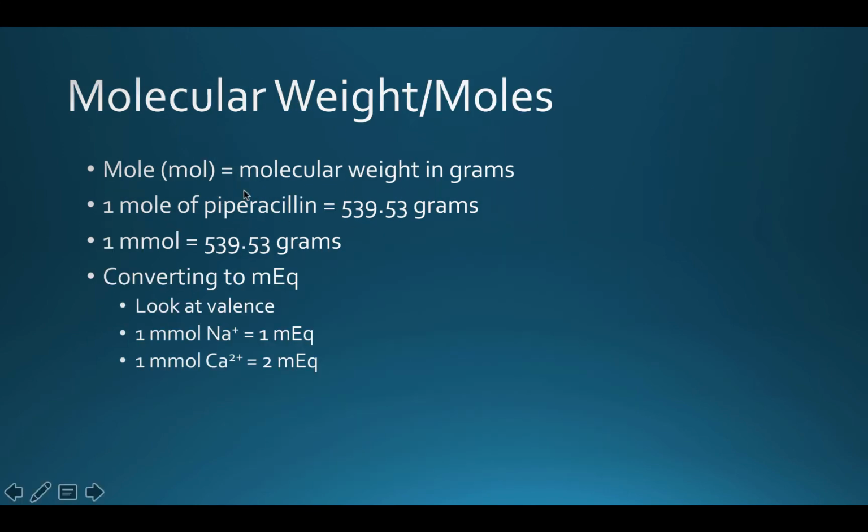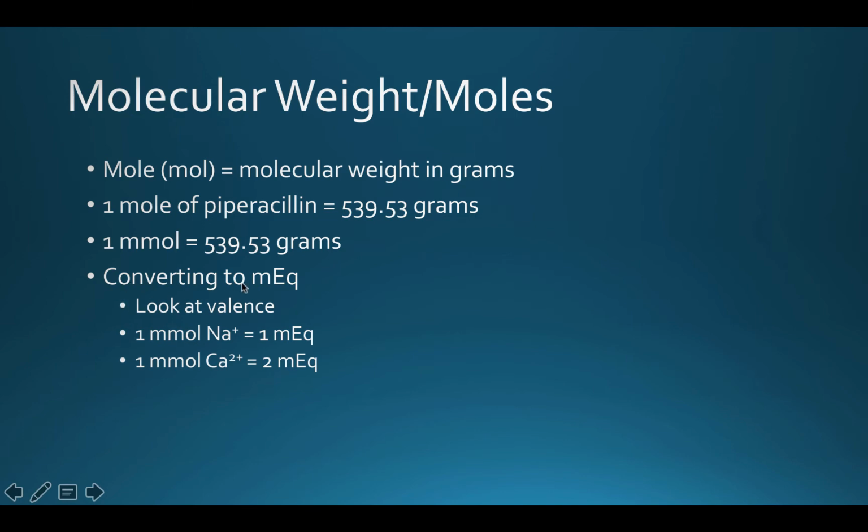Molecular weights and moles. So remember that 1 mole is equal to the molecular weight in grams. So let's take an example drug here. 1 mole of piperacillin is approximately 540 grams. So that means 1 millimole is equal to, this should say milligrams. Sorry, I goofed up on that. But 1 millimole should be equal to 539.53 milligrams. Okay, don't forget that conversion. 1 millimole equal to milligrams.